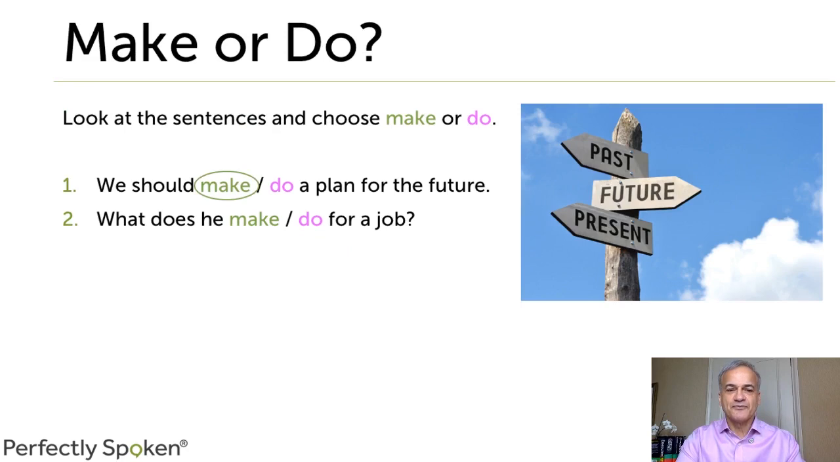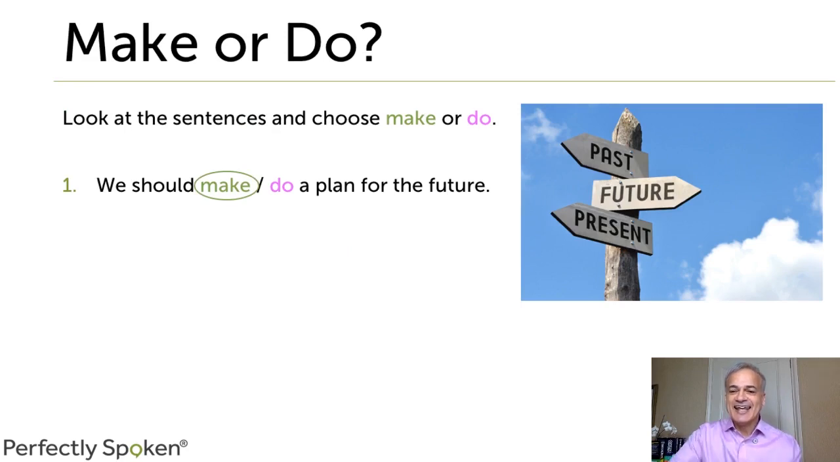Right, here's an example. Look at the sentences and you choose do or make. We should make a plan or do a plan for the future. We should make a plan for the future.